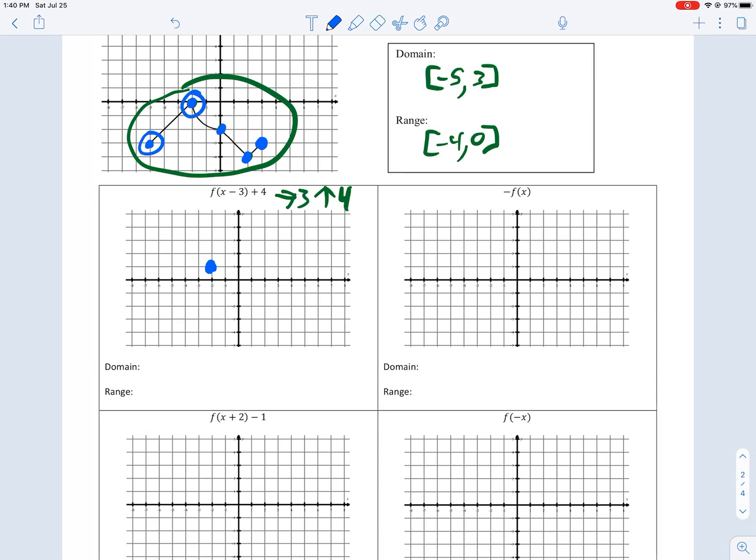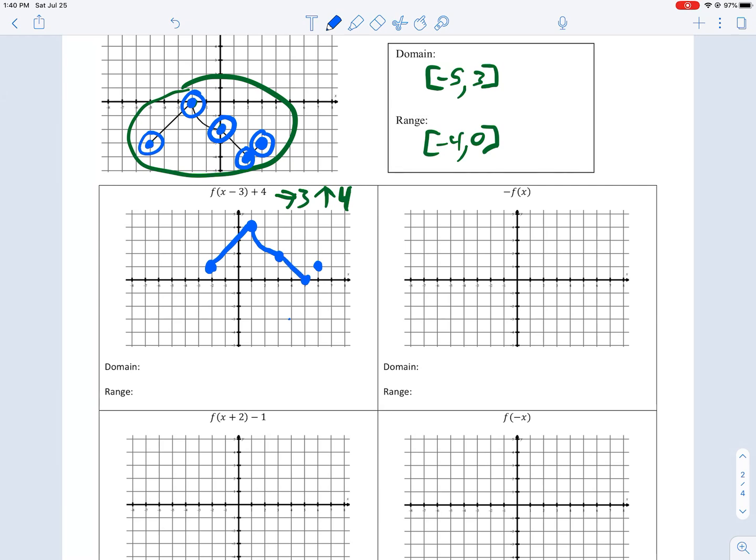So now it's there. Now I'm going to move this point right 3 and up 4. So it goes from -2, go right 3 and up 4. 1, 2, 3, 4. Now I'm going to move this dot here right 3, 1, 2, 3, and up 4. Then I'm going to move this dot right 3, 2, 3, and up 4. Then I'm going to move this dot right 3 and up 4.